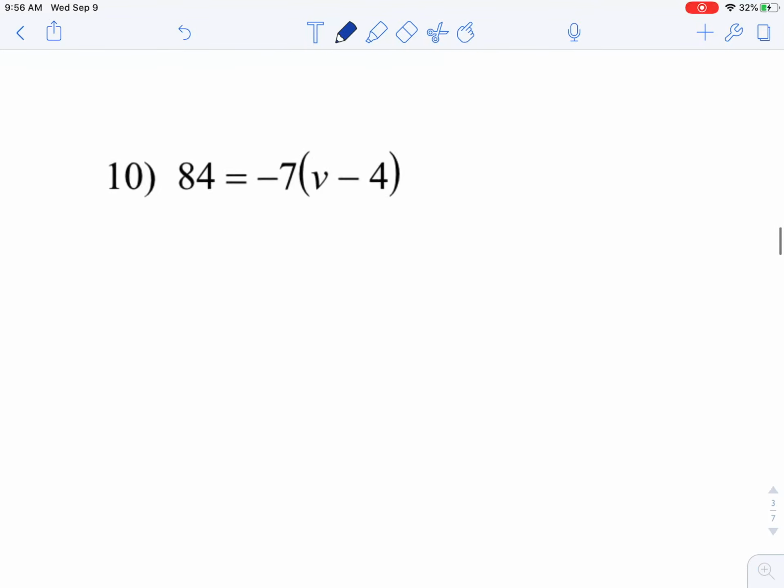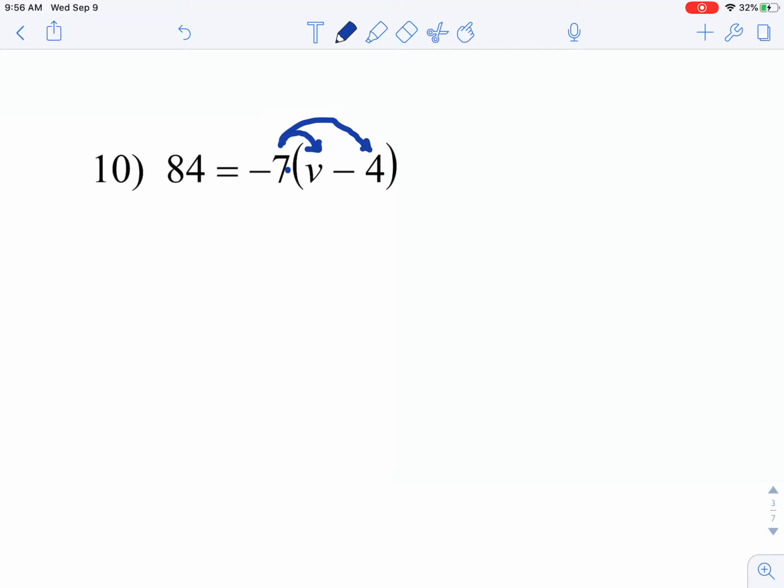So, okay, number 10. So here's a case where you have to distribute. If you have a number next to a parenthesis, it means multiply. And we have multiple terms inside of the parentheses, you have to distribute it or multiply it by every term. So negative 7 times v is negative 7v. Negative 7 times, treat this like a negative 4. Negative times negative is positive 28.